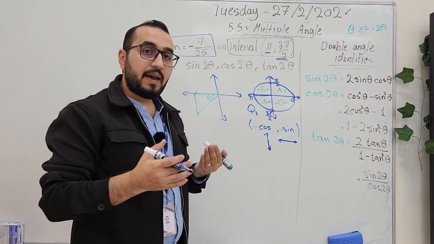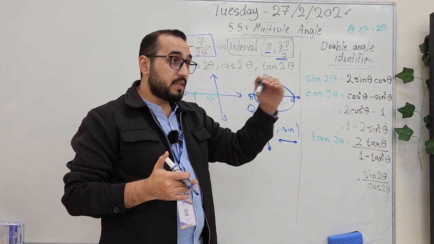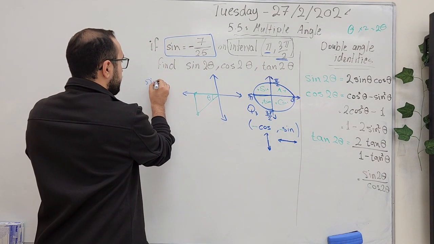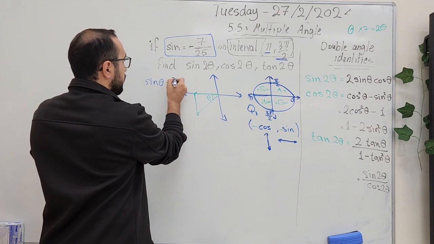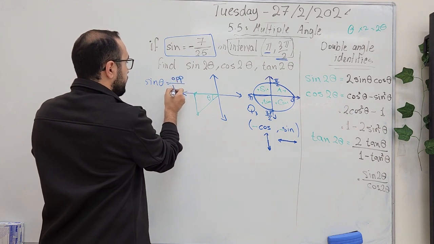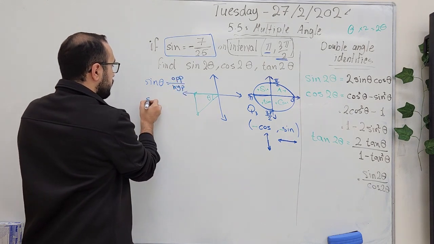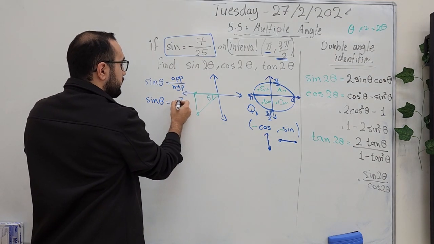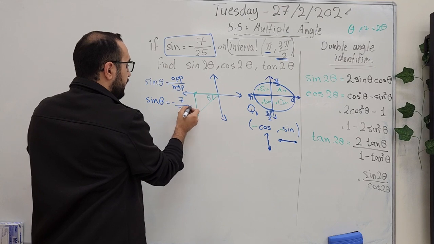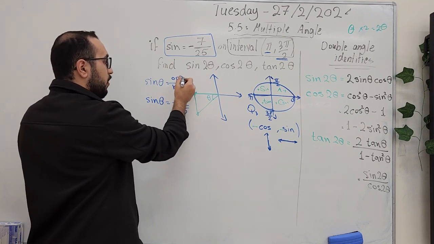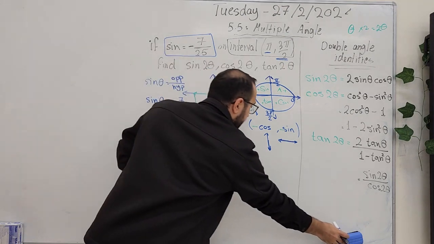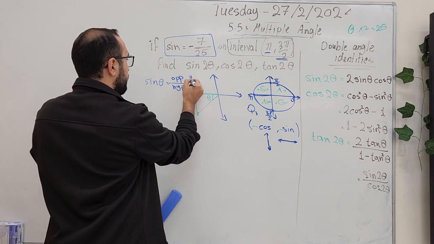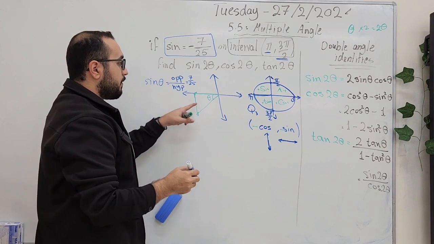We know that the sine ratio is opposite over hypotenuse. So sine theta is opposite over hypotenuse. The question gave me sine equal to -7/25. So that means 7 is the opposite, 25 is the hypotenuse. Let me write them here. 7/25. So now this is the angle.